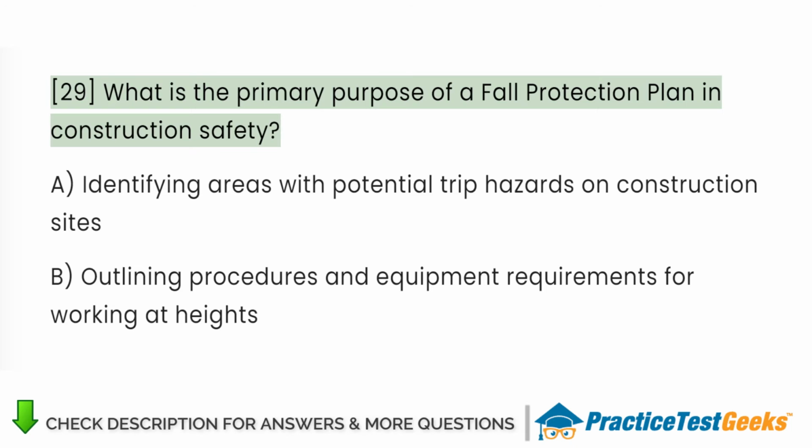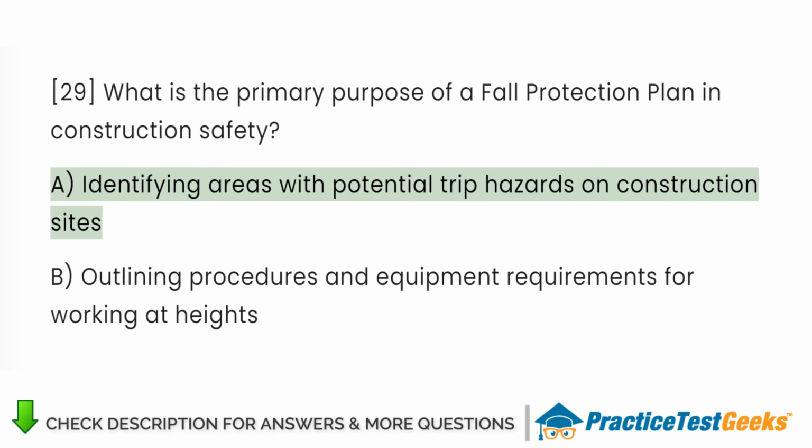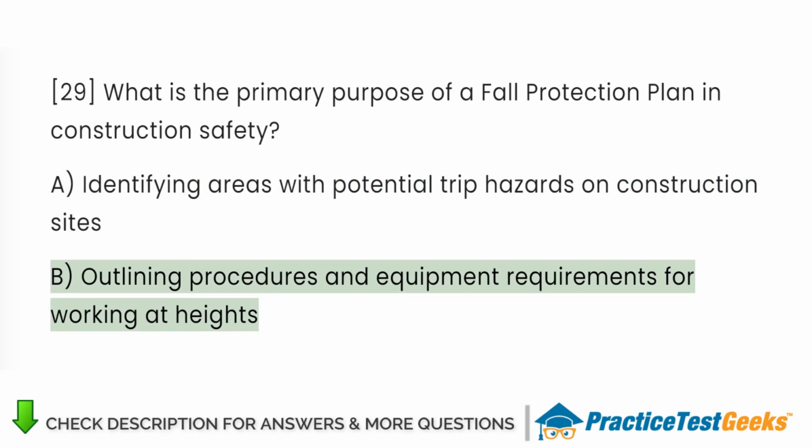What is the primary purpose of a fall protection plan in construction safety? A. Identifying areas with potential trip hazards on construction sites. B. Outlining procedures and equipment requirements for working at heights.